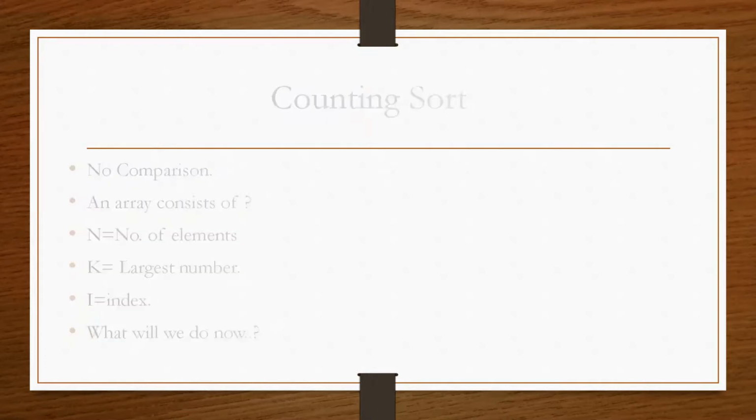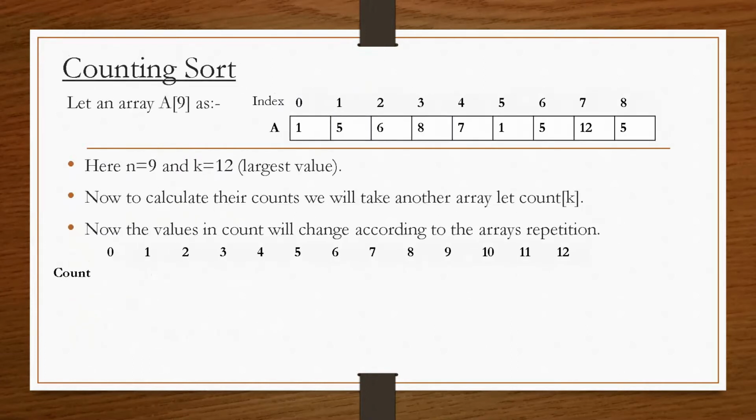So first of all, our array consists of three things: the size of the array, which is A, the indexes of the array, which are 0, 1, 2, 3, and the largest value. We will use these three things to sort our array according to counting sort. First of all, we will count the numbers according to their indexes, like at 0 we have element 1.